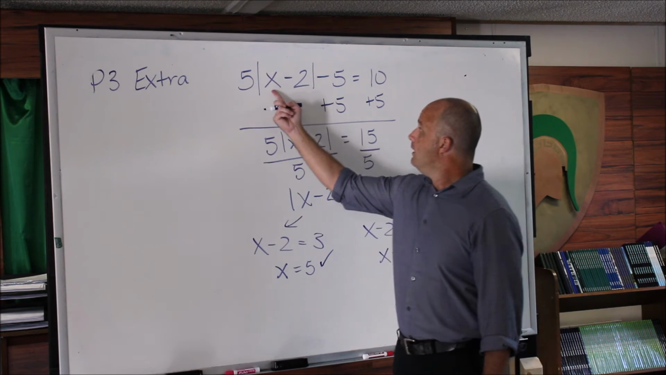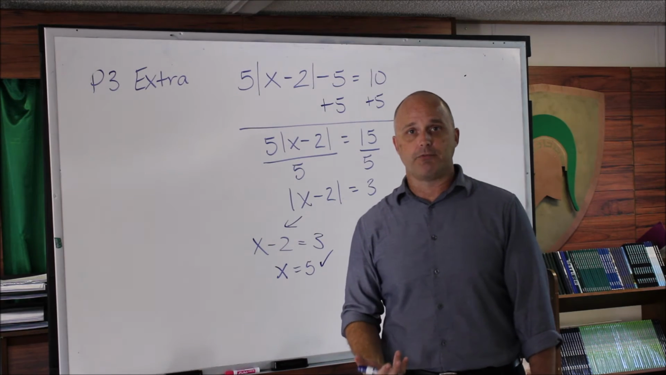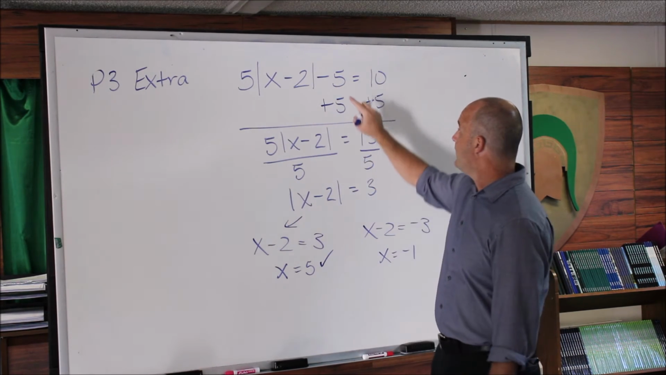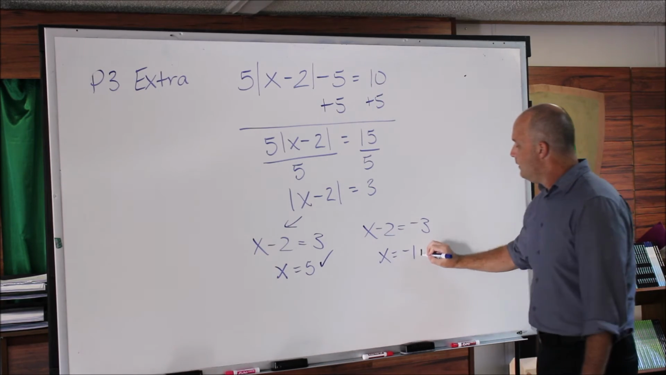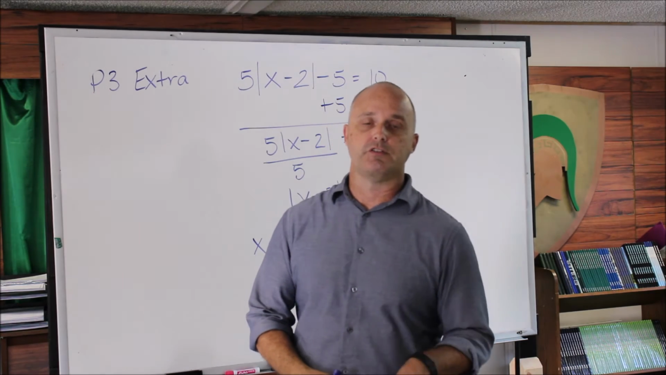Try the negative 1. Negative 1 minus 2 is negative 3. The absolute value of negative 3 is 3. Times 5 is 15. Minus 5 is 10. And 10 does equal 10. So the answer negative 1 also checks out. So you have 2 solutions on this one.